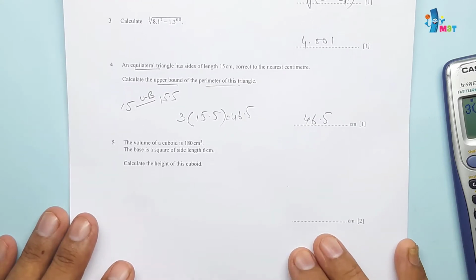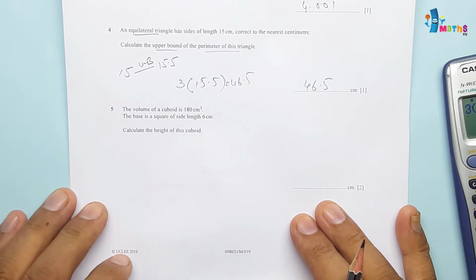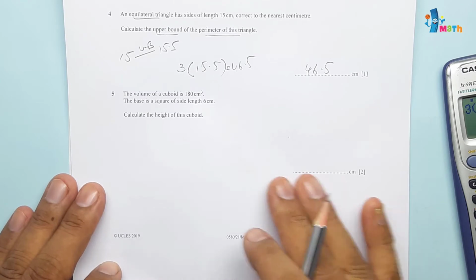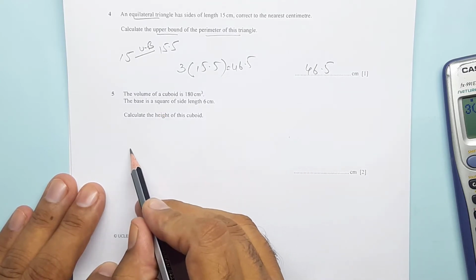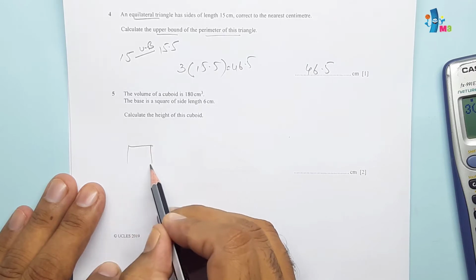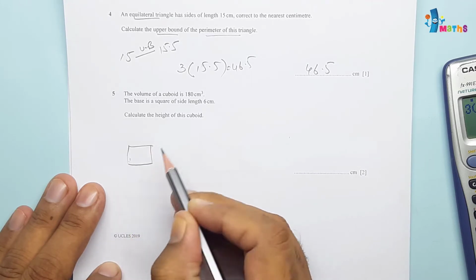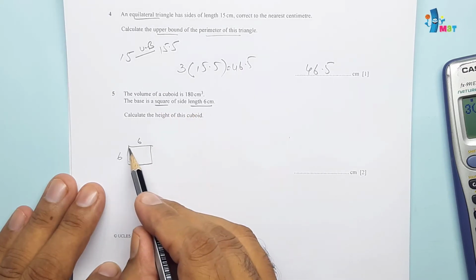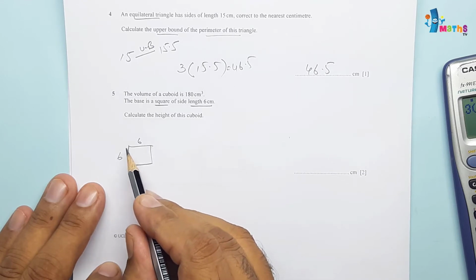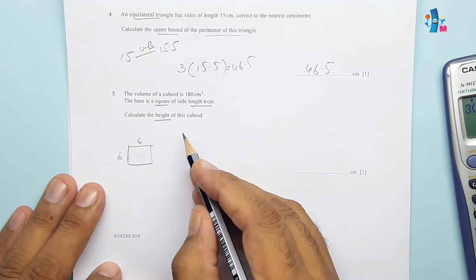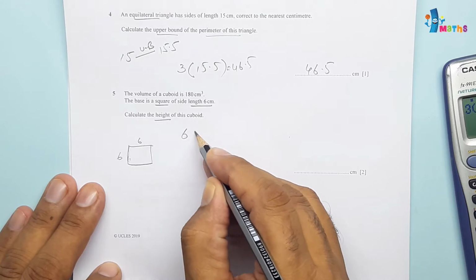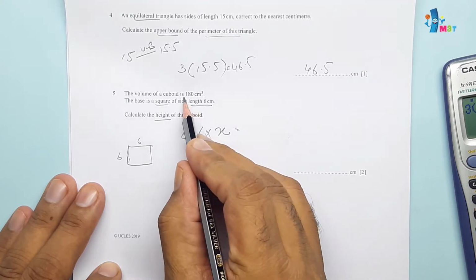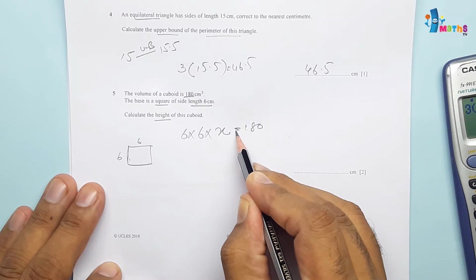The volume of the cuboid is 180 centimeters cubed. The base is a square. Square will be having both sides equal, so this side will be 6 and this side will be 6 because this is a square. So length and width are both the same, and height we don't know, so height we have to find. It will be length into width into height. Height we can suppose as x, and this is equal to volume, which is 180 centimeter cube.